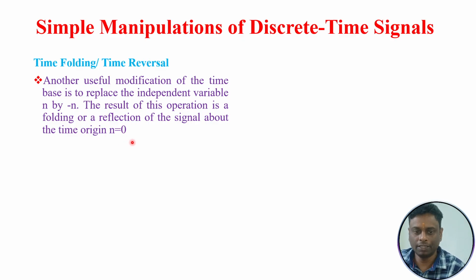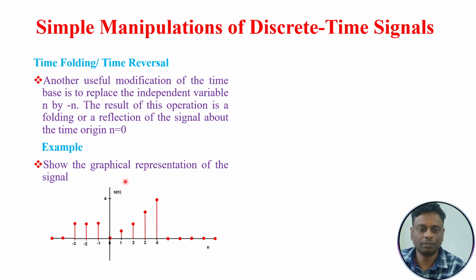So let us see the graphical representation. You have to find x of minus n, the reflection of the signal about n equal to 0. This signal comes over here, this signal comes over here, likewise this signal comes over here. This property is the folding or reflection of the signal about n equal to 0. This is actually the mirror image of x of n.